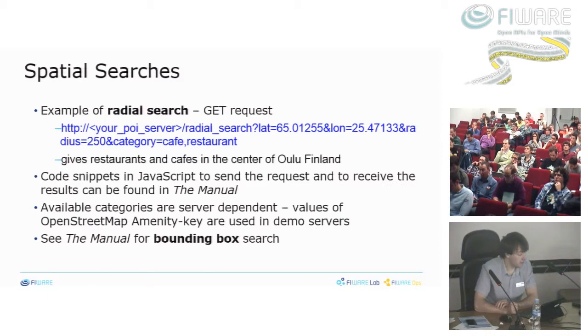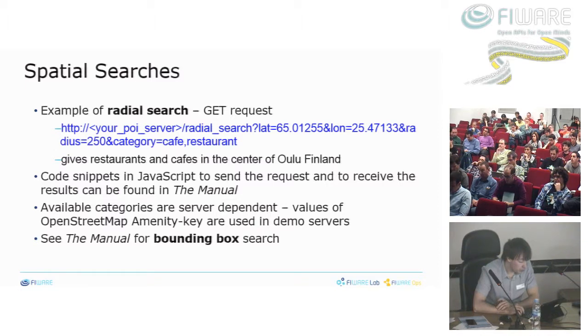Of course, you can perform spatial search, like a radial search. There is one example query given here. So you pass latitude, longitude, and the radius for some circle on a sphere. And you can also filter by other properties of the POIs, like the category. And we're looking for nearby cafe or restaurant. Example code for this is available in the manual of this GE.